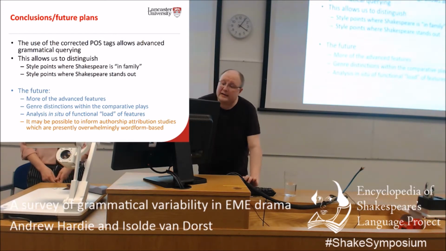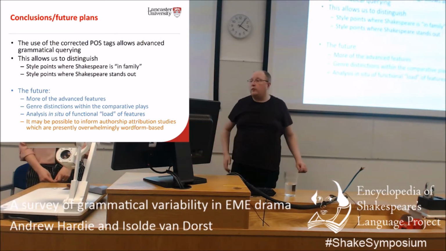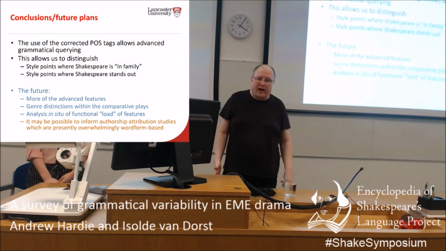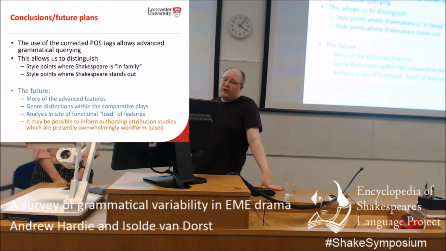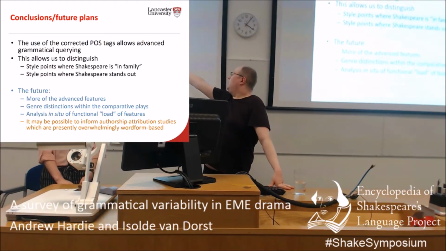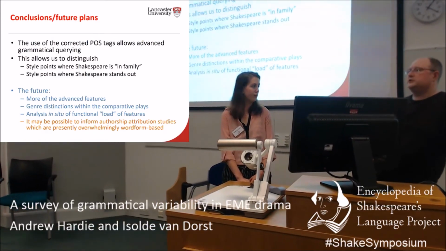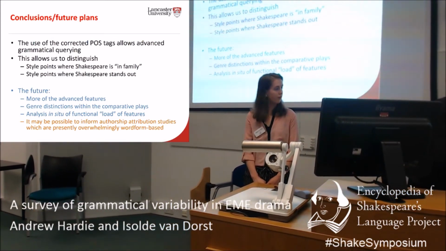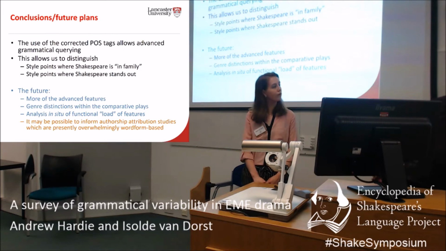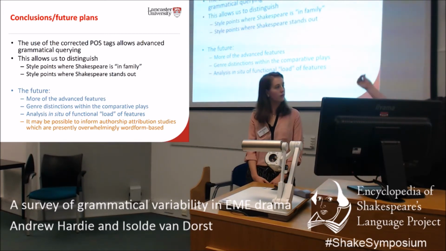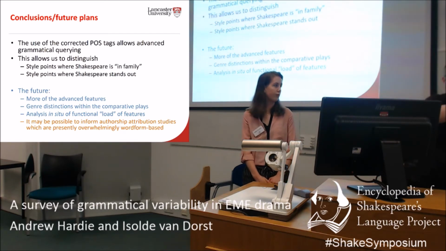And for the future, as I've already said, we need to bring in more of the advanced features from Biber's list. And we also need to consider the genre distinctions within the comparative plays. We've got that data, but we've not processed it yet. And finally, what's going to be critical in order to explain things is some kind of analysis in situ of the functional load of the features. So it's not enough to say there's a ton of infinitives in this play. We want some explanation of what the function of infinitives is that is driving there to be more of them in this particular text.